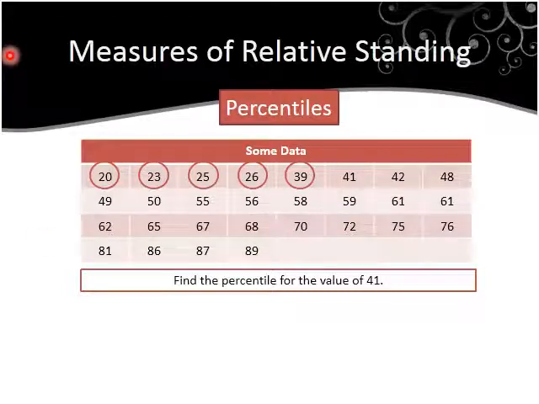So I've got 5 numbers that are less than 41 in my data set. I've got 28 total numbers in my data set, so I'm going to take 5 divided by 28 and then multiply by 100, gives me 17.86%. Now I want to round that up to the nearest percentage, so that means 41 is in the 18th percentile.